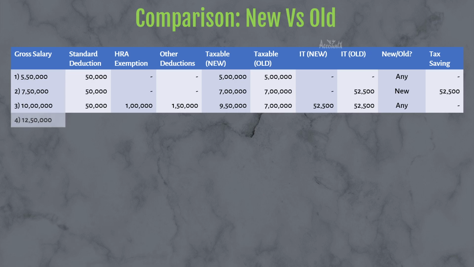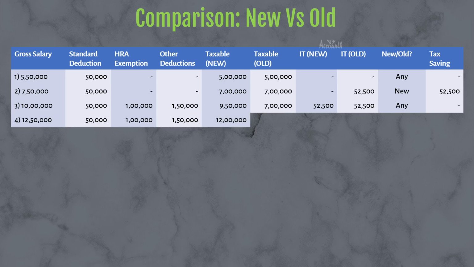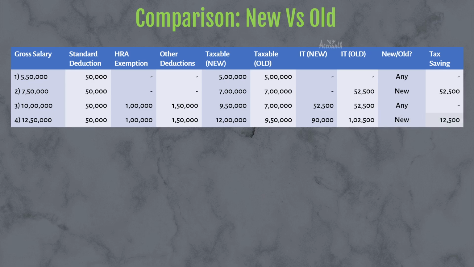Moving on, we have gross salary of 12.5 lakh. Standard deduction and other exemptions and deductions are going to remain the same. So your taxable salary in new tax regime is 12 lakh and that in old tax regime is 9.5 lakh. Your tax liability in new tax regime is 90,000, and if we compare this with the old tax regime, it is going to be 1,02,500. So here if you choose new tax regime, your tax saving would be 12,500.